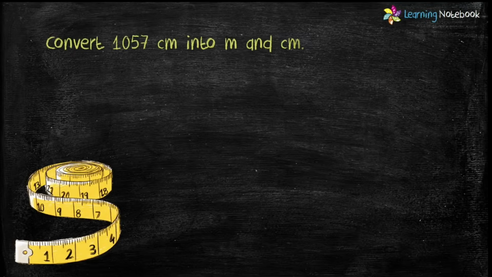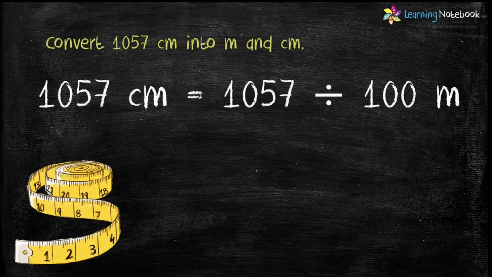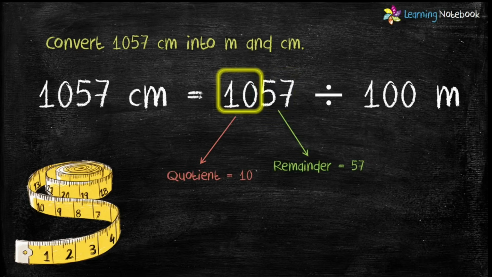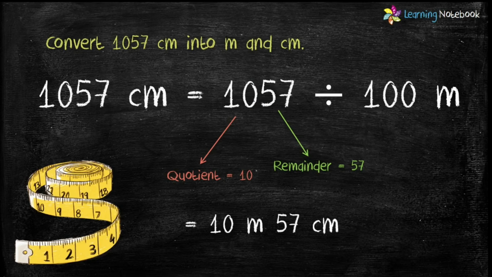Let's do one more question. Convert 1057 centimeter into meter and centimeter. Students, let's divide it by 100. So here 57 will be remainder and 10 will be quotient. Therefore, answer is 10 meter 57 centimeter.